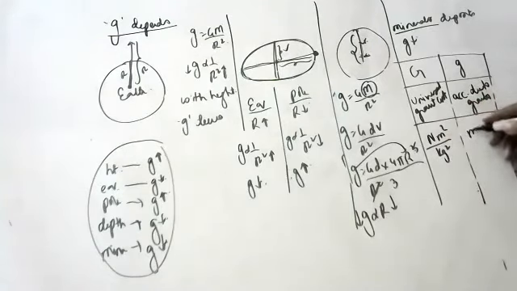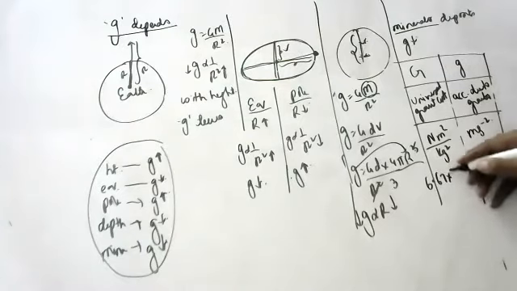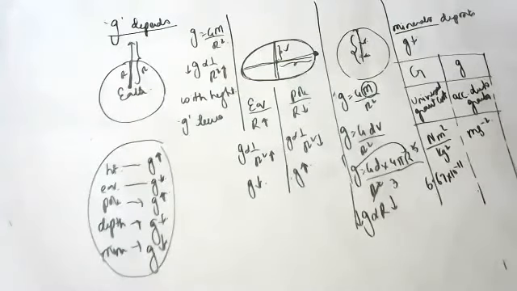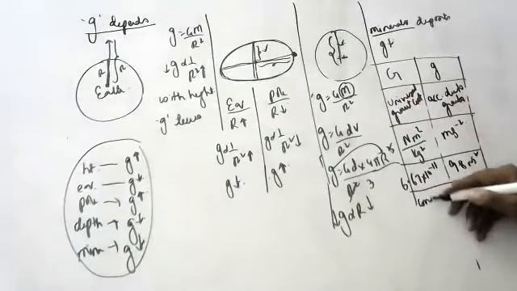Small g units, what, children? Meters per second square. Big G value, how much, children? 6.67 into 10 to the power of minus 11. Small g value, how much, children? 9.8 meter per second square on the earth. Big G never changes from place to place. It is constant all over the universe, children.